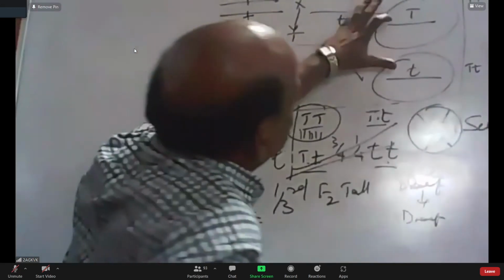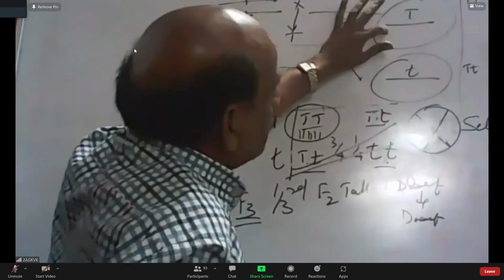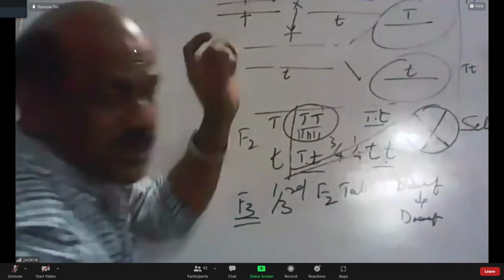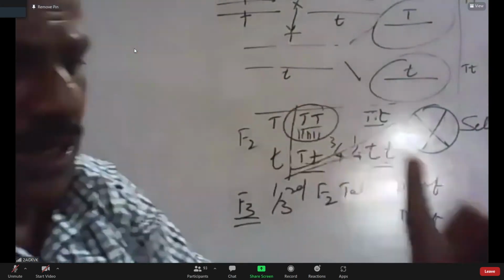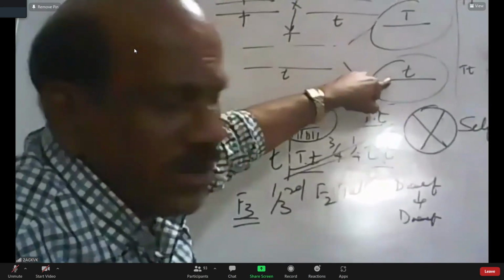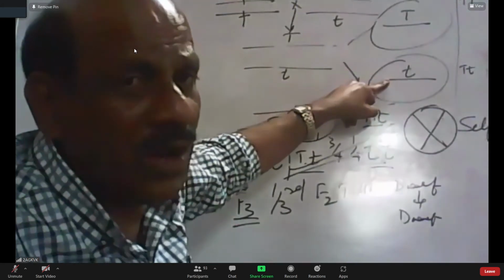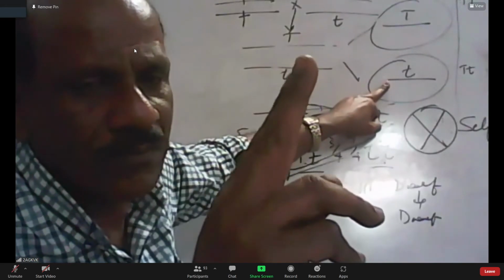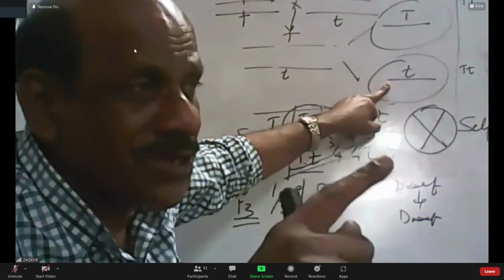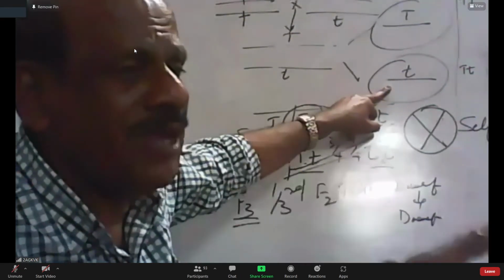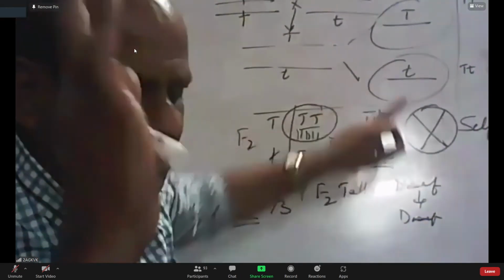You see here, this is an egg. Egg is a female gamete. This is a pollen. Pollen is a male gamete. The gametes carry either an allele for tallness or dwarfness. A gamete will not carry both the alleles. So therefore, it's called the law of purity of gametes. A gamete is always pure for a particular trait.